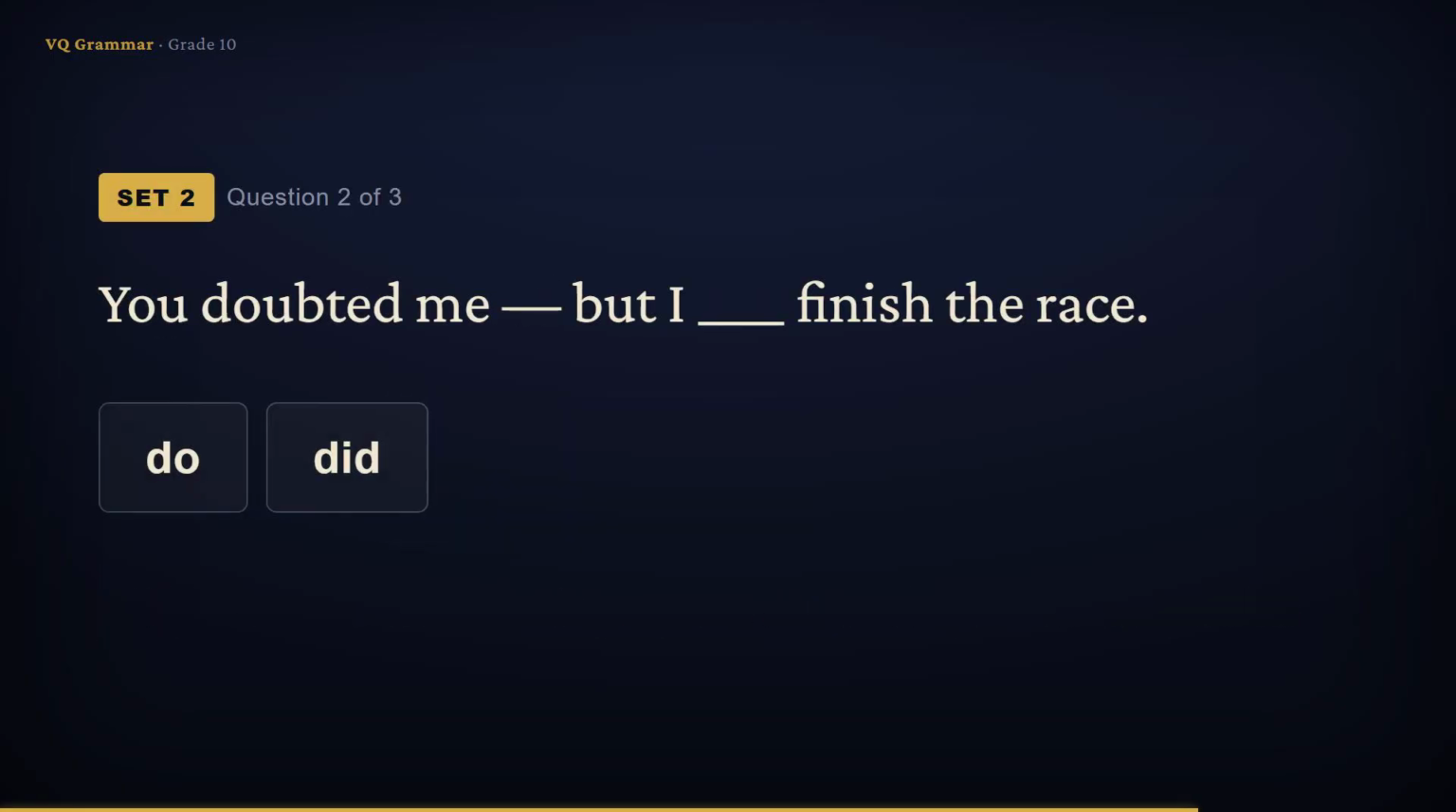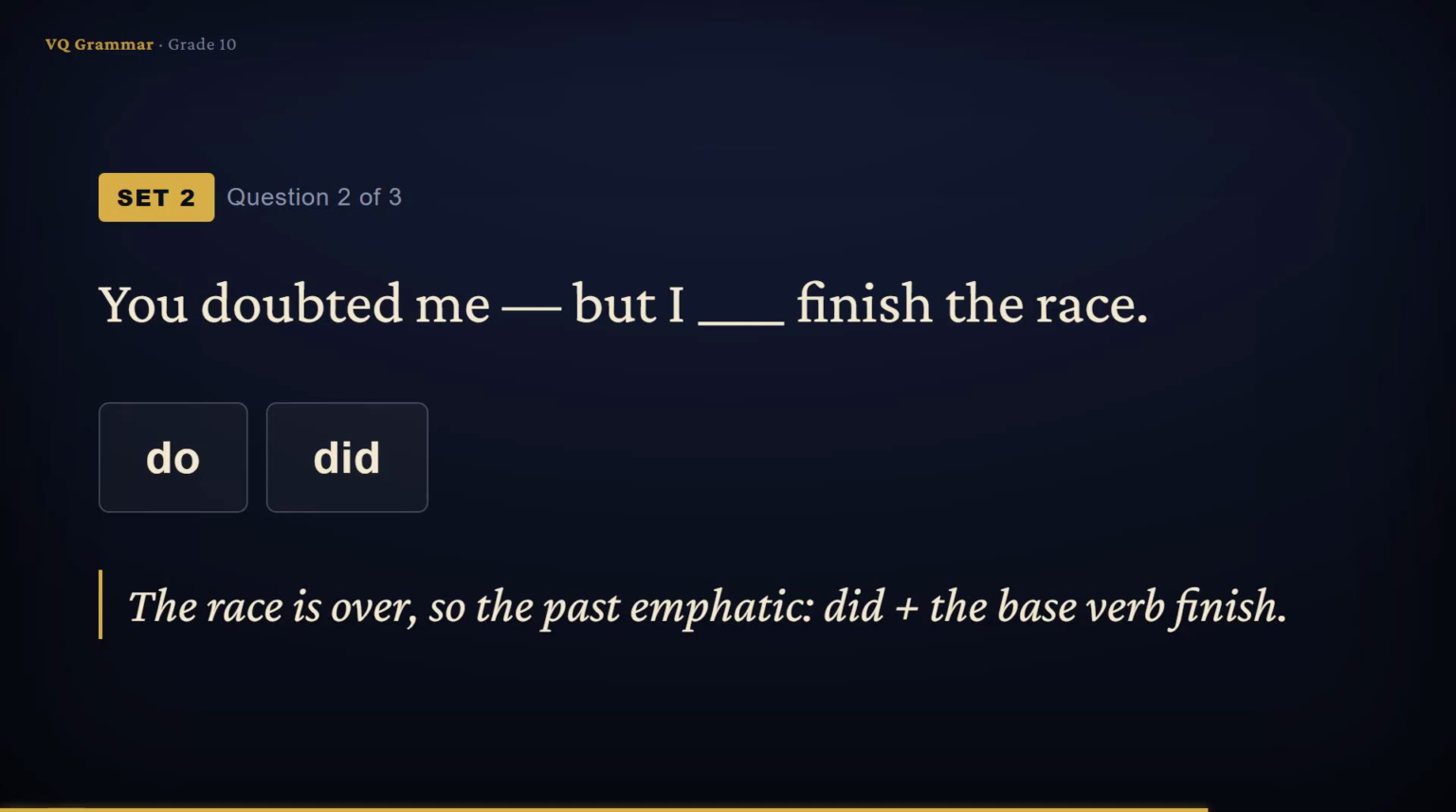You doubted me, but I blank finished the race. The race already happened, so we are in the past, and we clearly want force behind that verb. The present emphatic uses do. The past emphatic uses did. Since the race is over and done, the answer is did finish.